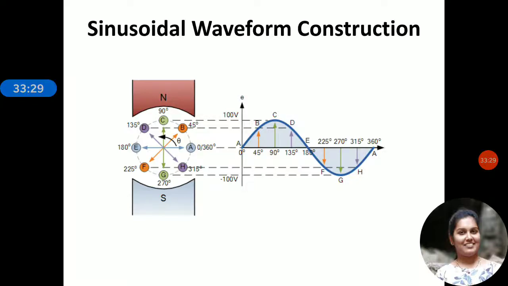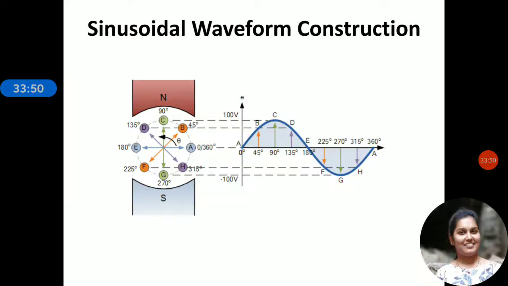The EMF induced will be maximum, but will be on the negative side, and this comes to position A again, such that it again comes to 0 value. With this, a complete cycle is produced with one single rotation of the coil.